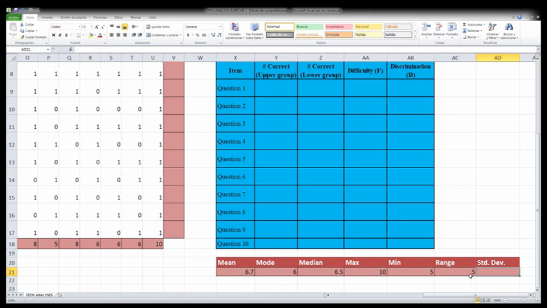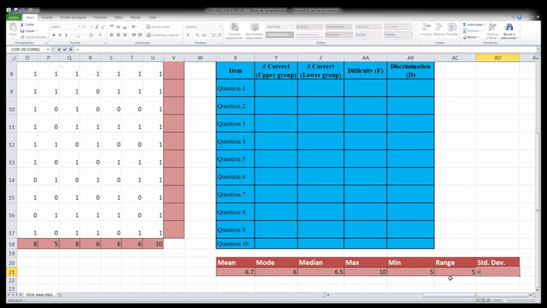So finally, we can see that there was a big difference. A range is very big, because if the total is 10, 5 points of range is really big. That means that there were students who did great and there were students who did really bad.